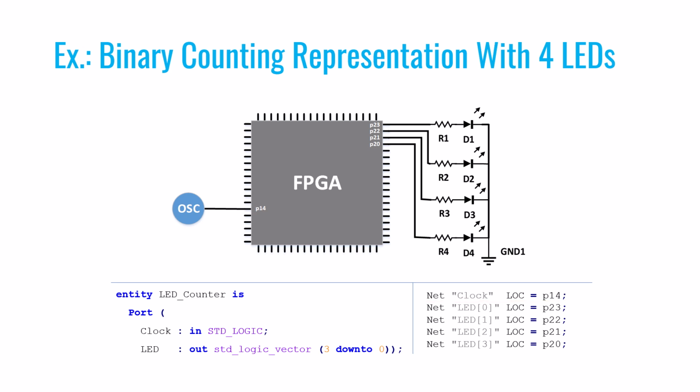For the LEDs as shown in the diagram and code, you would do the same thing for each pin. For example, to connect the bit 0 of the LED port to pin number 23, you'd write net LED 0 LOC equals P23.